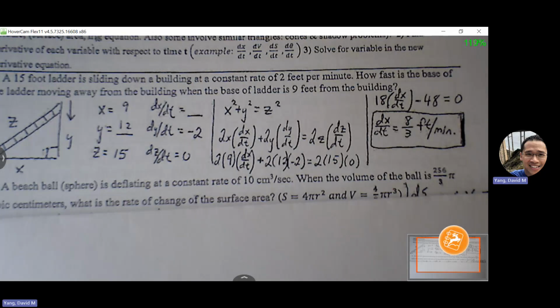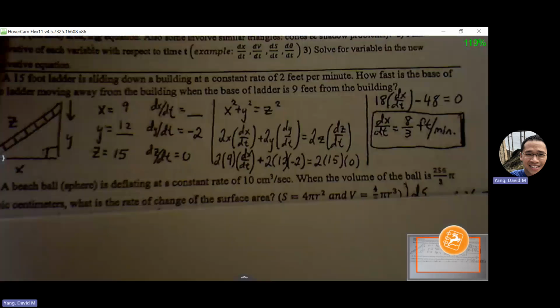We should get positive 8/3 for dx/dt. Any questions with one? Okay, let's take a look at number 2.